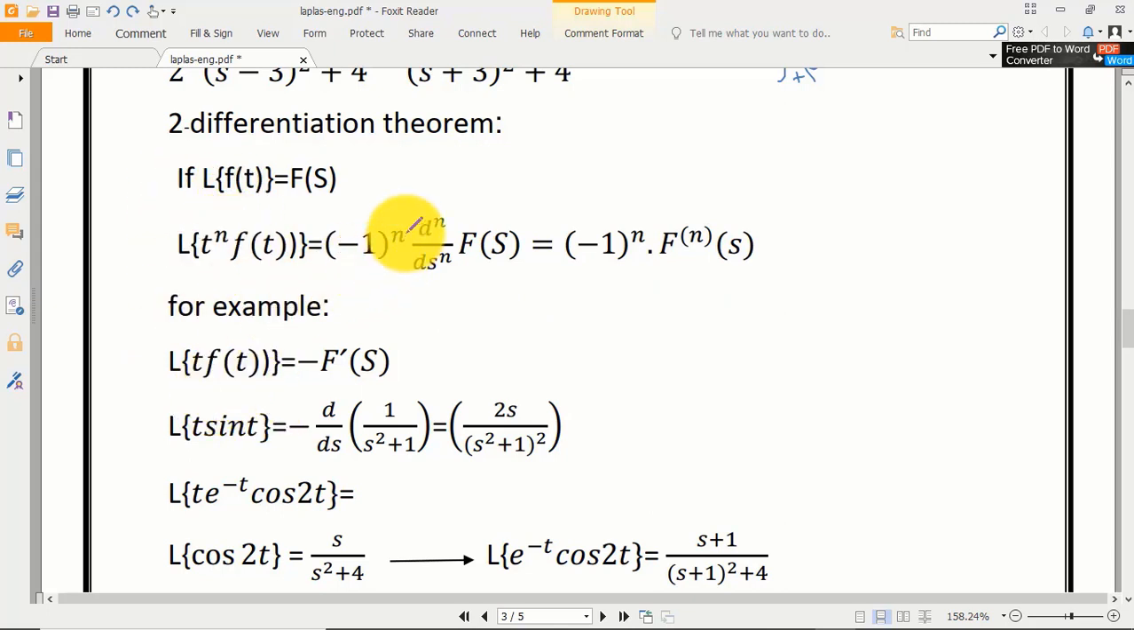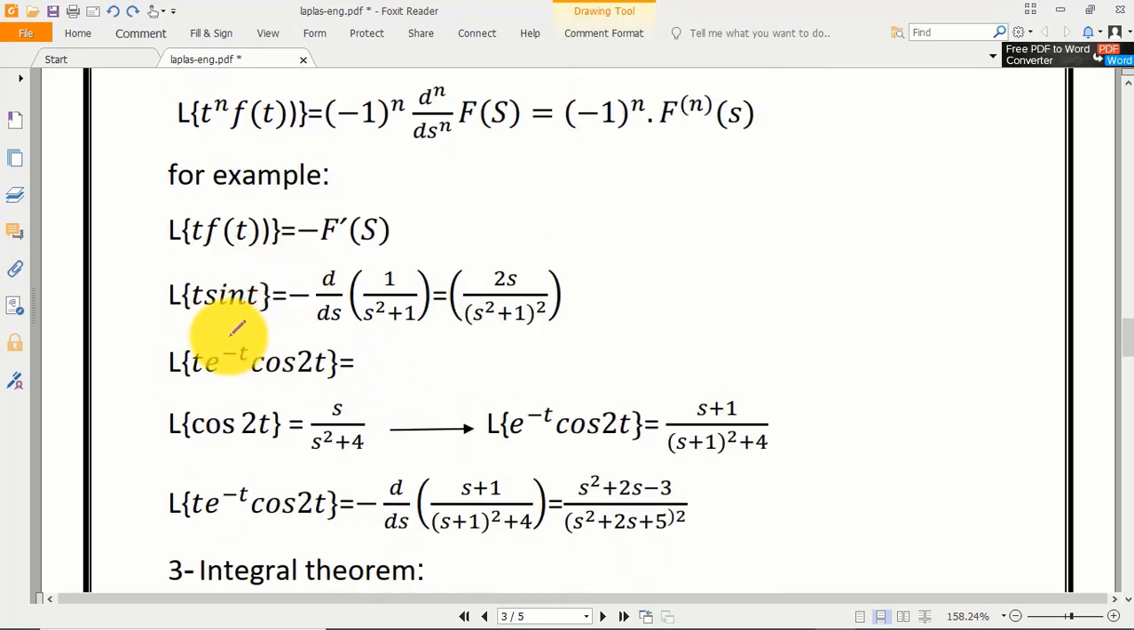Negative 1 to 1 is negative, and the first derivative of F(s) is F'(s). So look at this example, the Laplace of t times sin t. Can you tell me which part is equal to f(t)? Yes, you're right, sin t. The Laplace of sin t would be 1 over s squared plus 1.